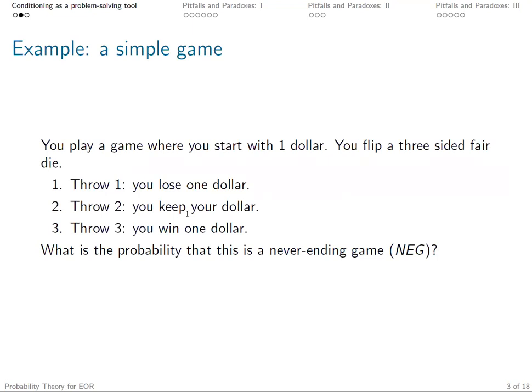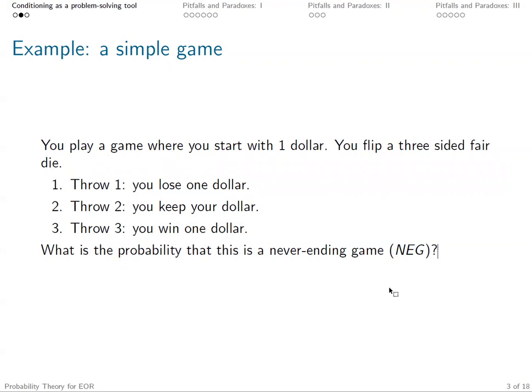We flip a 3-sided fair die. If we throw a 1, then we lose $1. The game ends. If we get a 2, we keep the dollar, and we can keep going with the same game. If we throw a 3, then we win $1. The question is, what is the probability this is a never-ending game?